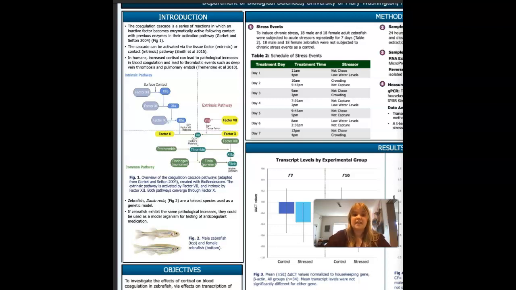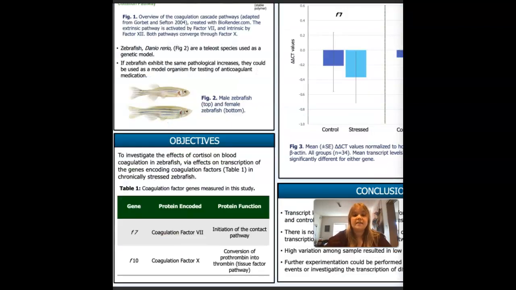I hypothesize that, as in humans, an increase in cortisol due to a stressful environment induces transcriptional upregulation of genes encoding coagulation factors in zebrafish, predicting higher transcripts of F7 and F10 in stressed fish and higher transcripts in stressed females than in stressed males. The objective of this study was to investigate the effects of cortisol on blood coagulation in zebrafish via the effects on transcription of the genes coding for coagulation factors in chronically stressed fish.